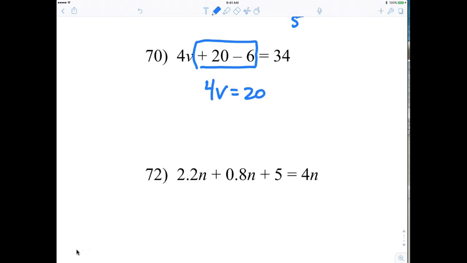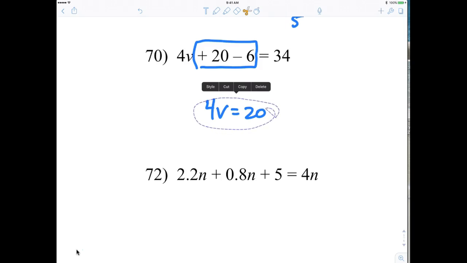Okay, so what we did here, let me move this down a little bit so I can show you. And again, I want you to ask so we can clear it up for the next problem. All right, now, do you agree that 20 minus 6 is 14? All right, so the next step technically should be 4v plus 14 equals 34. Now, what's the next step? Then you subtract 14. Do that. You know what I'm saying?